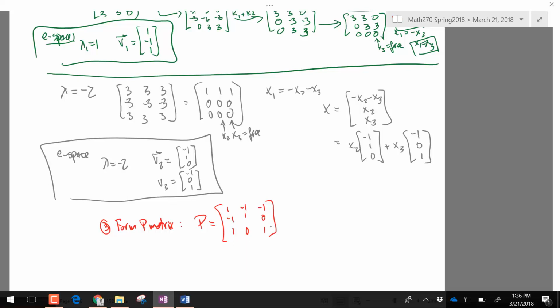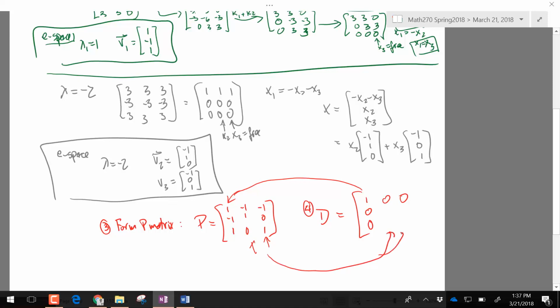All right. And then our D is going to be equal to, I guess I should have done the columns. So the diagonal will have the eigenvalues. So this is going to match with your eigenvalue of 1, and then these two will match the eigenvalue of -2.